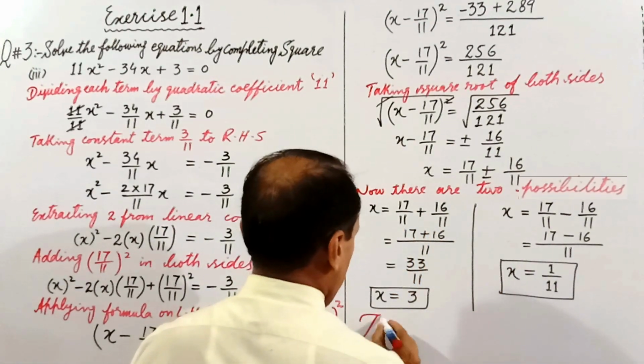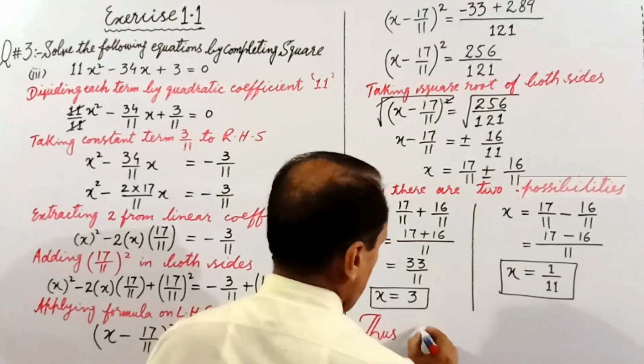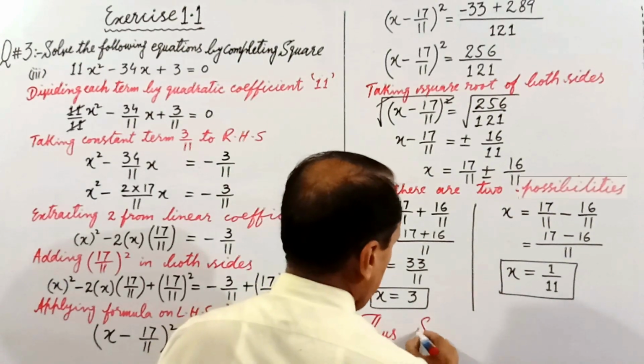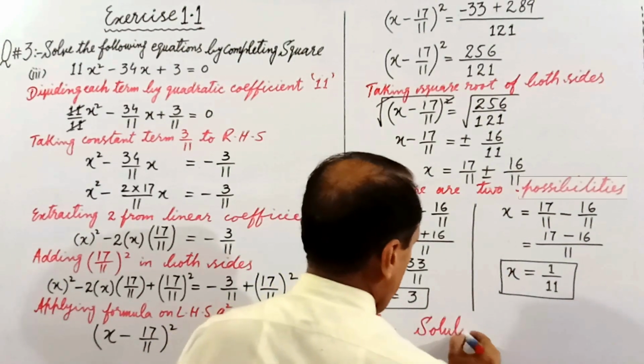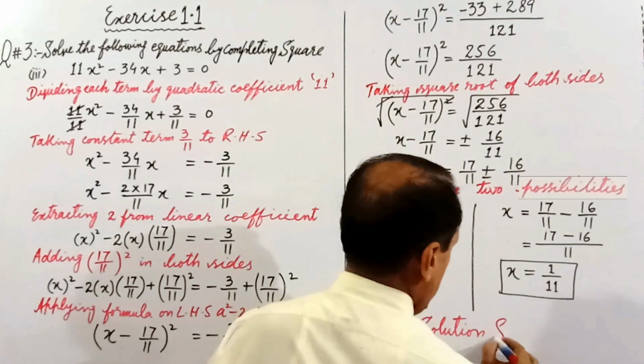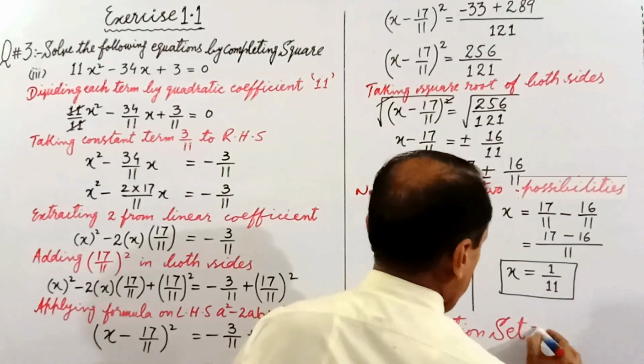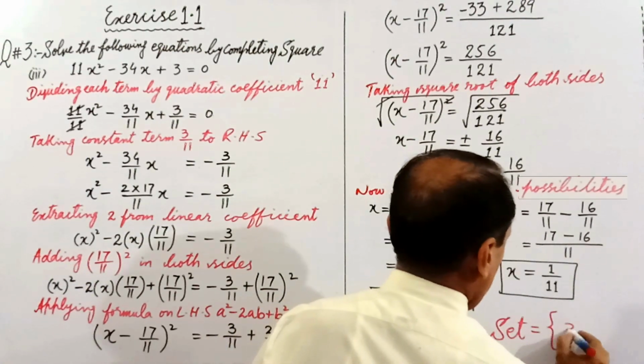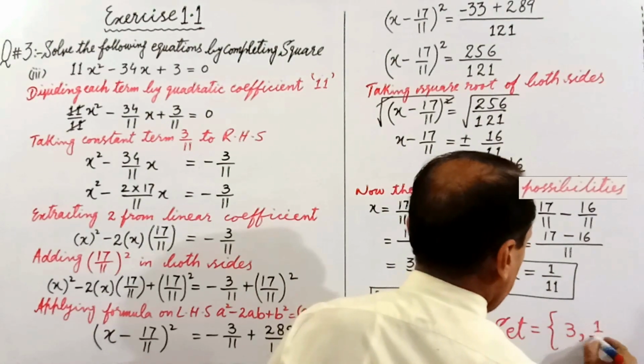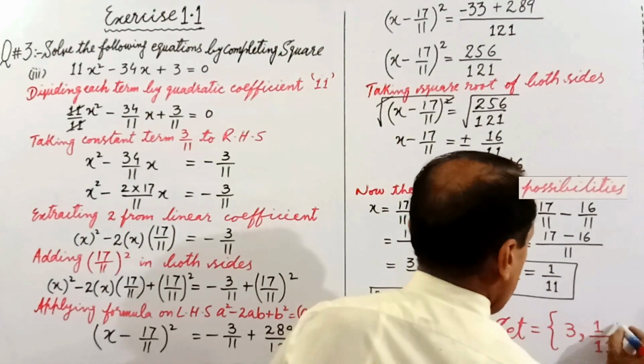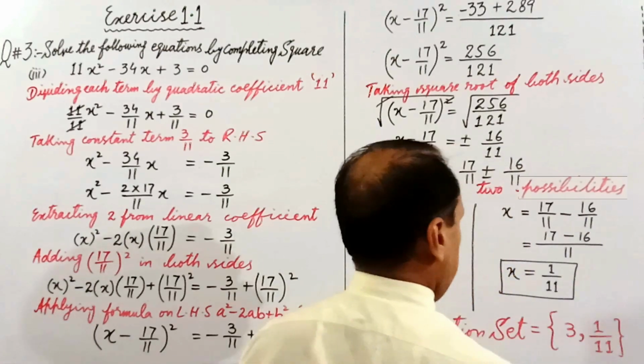Thus the solution set will be 3 and 1 over 11.